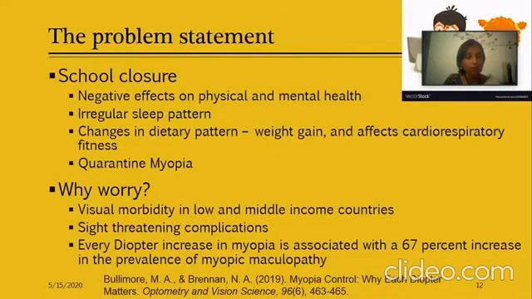And why do we have to worry? Now that everybody has the same anxiety, when it comes to low and middle income countries, we all know that the myopia epidemic is catching up. Prolonged home confinement is definitely going to increase the prevalence of myopia and also the global incidence of myopia. And studies have clearly stated that every diopter increase in myopia is associated with a 67% increase in the prevalence of myopic maculopathy, and this is not just going to impact vision, it's also going to be sight threatening. So this is the problem statement right in front of us with this whole COVID-19 situation.